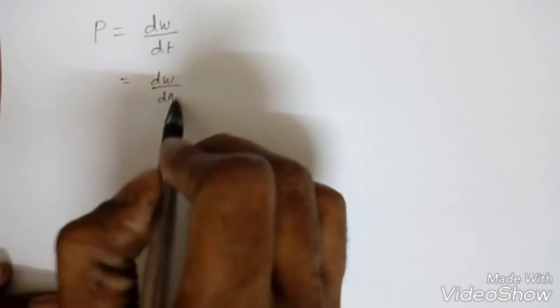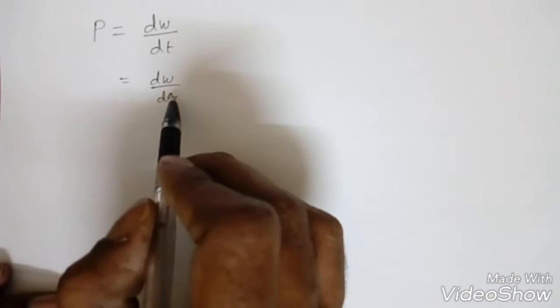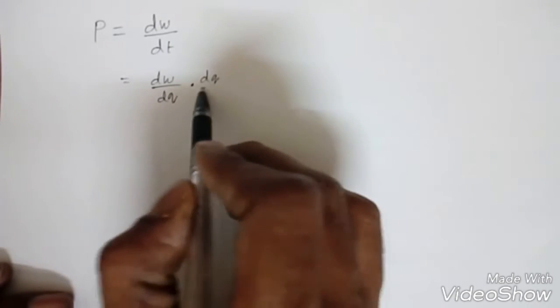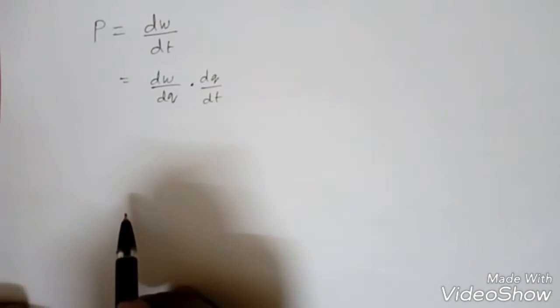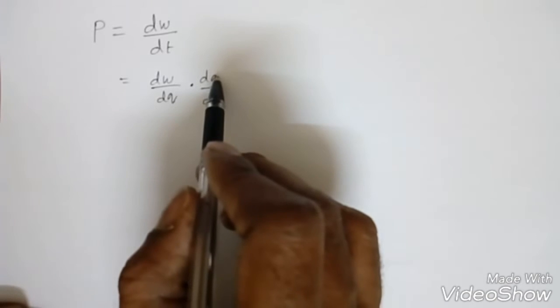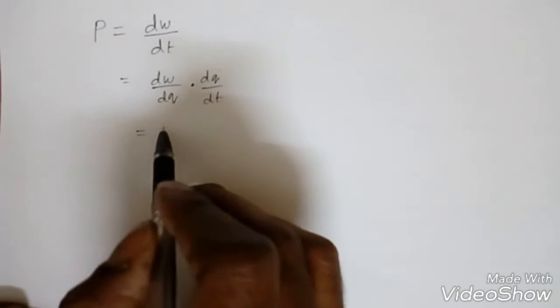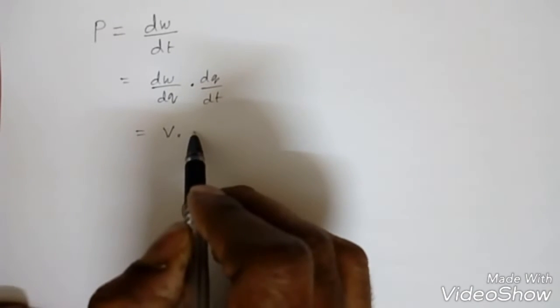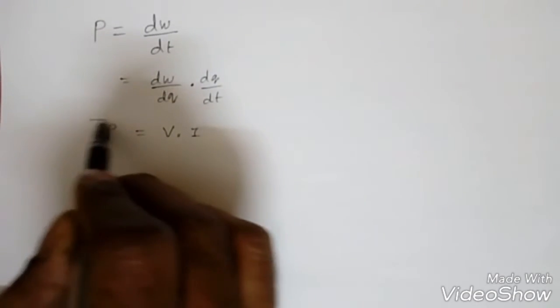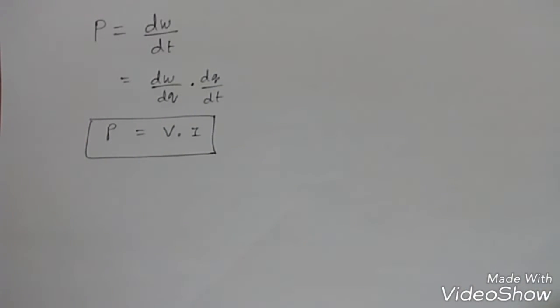dW by dq, that is, the work done per unit charge to move, and dq by dt is the current I, that is, the net motion of the charge per unit time. This is the voltage V and this is the current I, which is nothing but power. P is equal to V into I in a resistance.